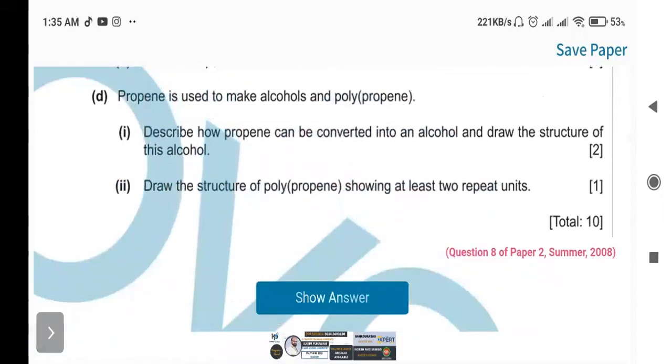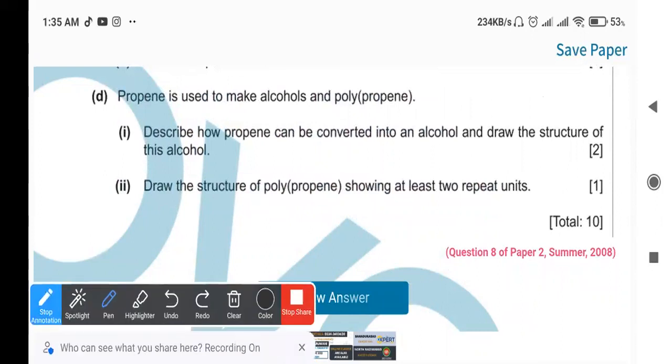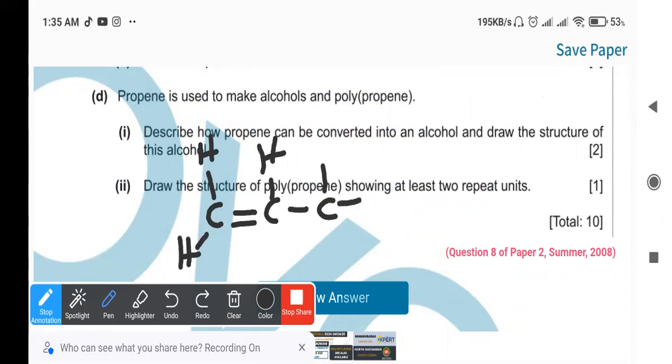Propene is used to make alcohols and polypropylene. So let's draw the structure of propene. So this is propene, with hydrogen atoms around it. Then we need to draw the structure of polypropylene. Before drawing the structure, we must focus on this double bond. Let's redraw the structure, just focusing on the double bond.